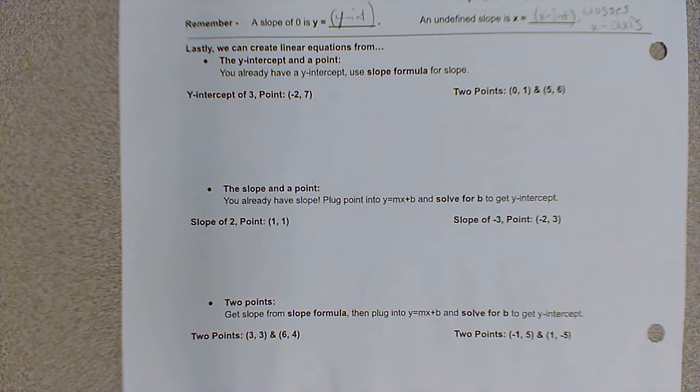So we have 3 ways to create equations. First, from the y-intercept and a point. Second, from the slope and a point. And finally, from just 2 points. All 3 of these methods will allow you to create equations.